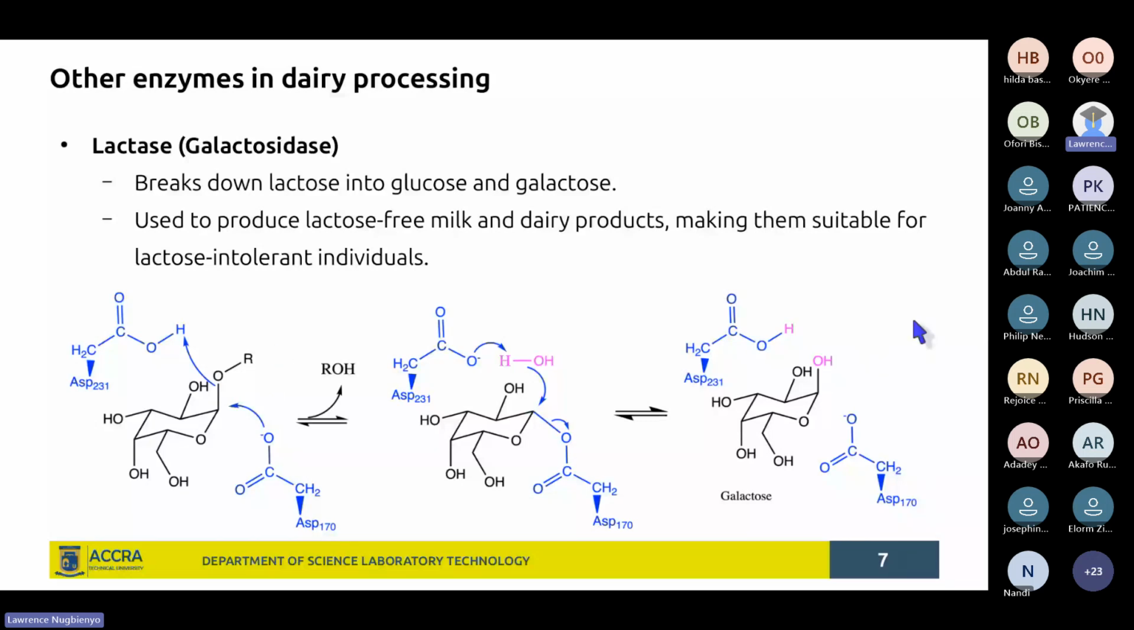This is just showing galactose, which is broken off, so if there's a different sugar, of course, if you take the lactose molecule, it is glucose and galactose, so obviously the R means that it is going to be glucose. And so you have the galactose free, and you have the glucose molecule as well.